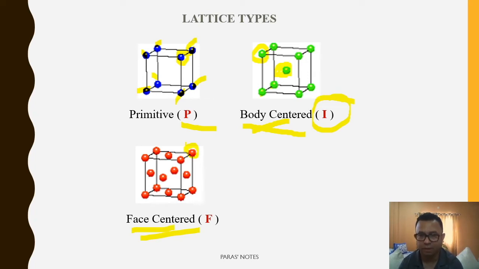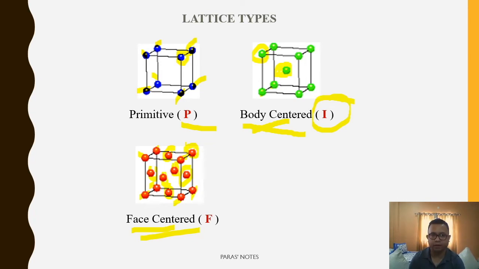In a face centered unit cell, again the same: in addition to the 8 corners, 1, 2, 3, 4, then 5, 6, 7, 8, there will also be particles at the faces, at the 6 faces. Now let me show you where the 6 faces are. Here this particle is on one face, this face. This is on the second face. This is on the third face. This is on the fourth face. This is on the fifth face, and this is on the sixth face. That means altogether 6 faces are there.